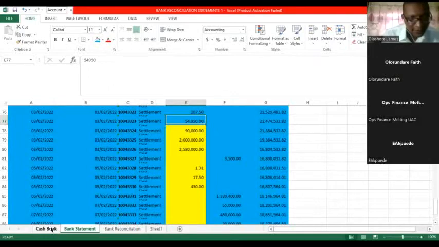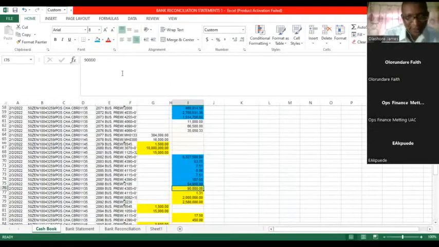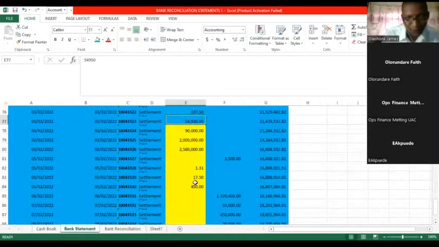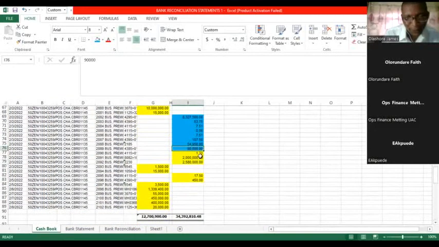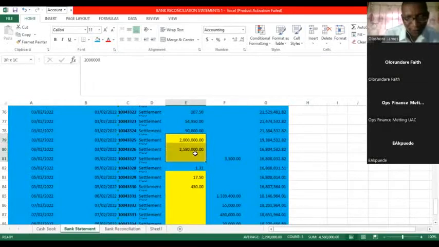Then 90. Do we have 90, 90, and 90? So 1.3, 1.3. Okay, we are yet to pick. So 1.3, color it. Then I color this 1.3 as well. 2 million. Do we have 2 million? We have 2 million and then 258.